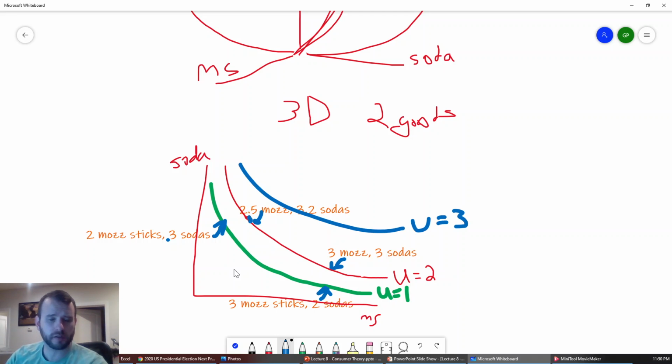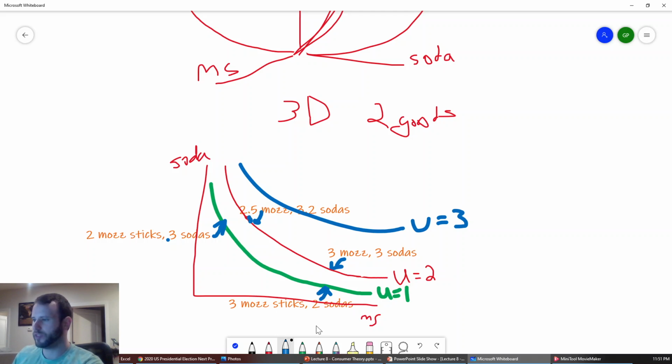And it's called indifference curves because on all points on this green line, you are indifferent between every bundle. You are indifferent between 2 mod sticks and 3 sodas, or 3 mod sticks and 2 sodas. On this red line, you are indifferent between 2.5 mod sticks, 3.2 sodas, and 3 mod sticks, 3 sodas. Everything on the red line you're indifferent about. Everything on the green line you're indifferent about. Regardless of what consumption bundle you're paired with, as long as it lies on the green line, you know that it will give you the same utility. So as long as it lies on the same line, it gives you the same utility. That's why we call it an indifference curve.